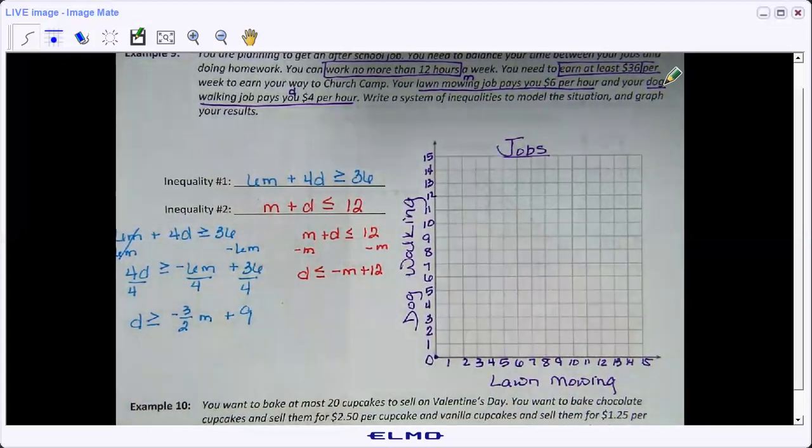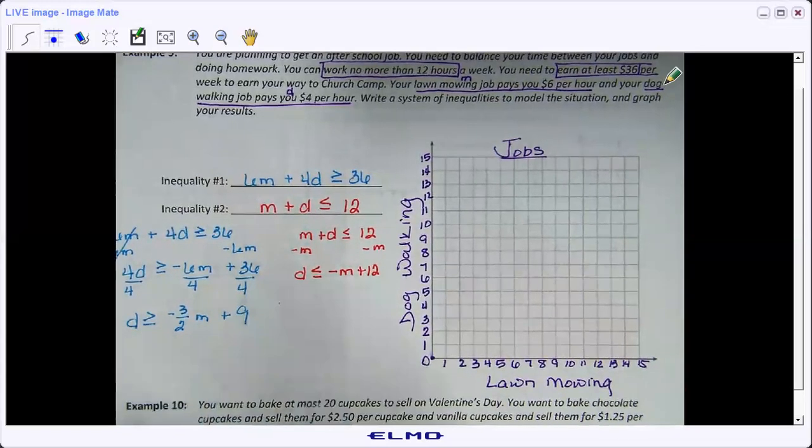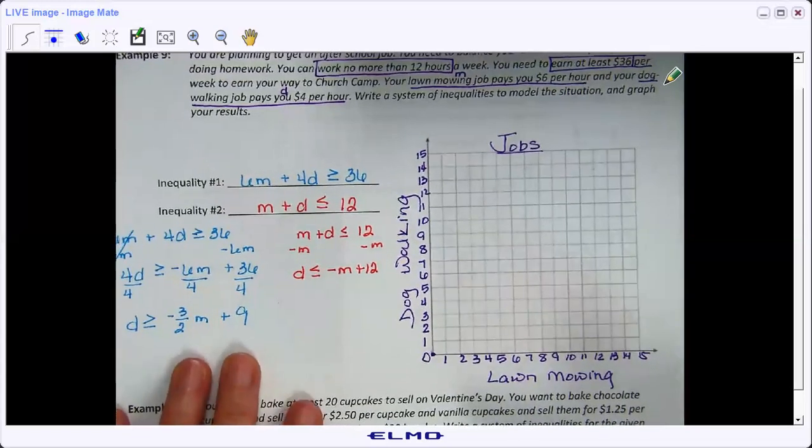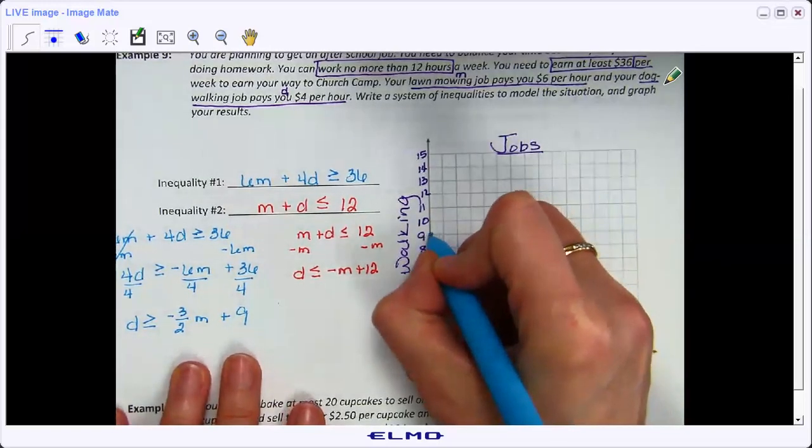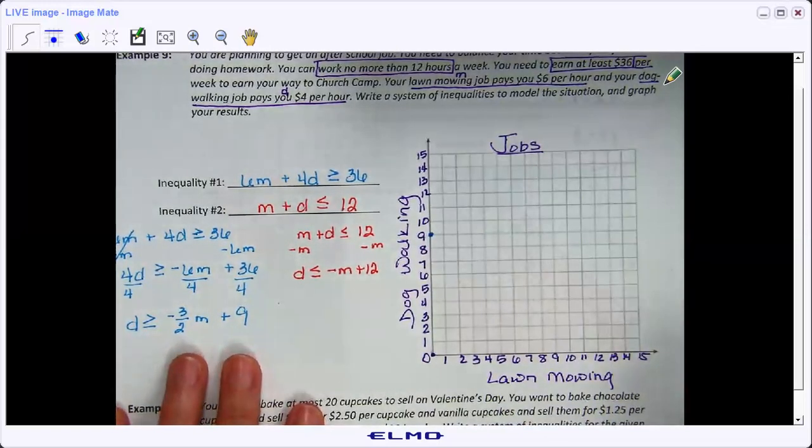Now, once you have your increments, we're going to start graphing. So this first inequality, I will plot a point at 9 on my y-intercept. And then I'm going to go down 3 over 2.